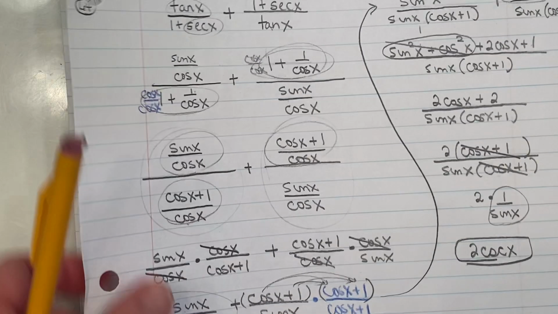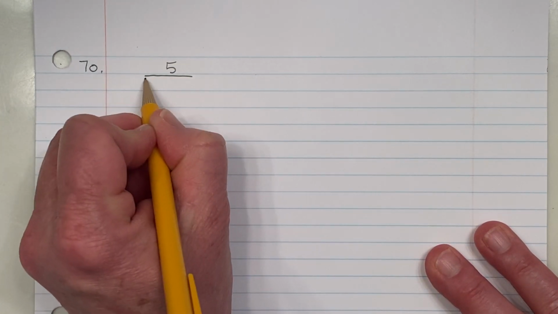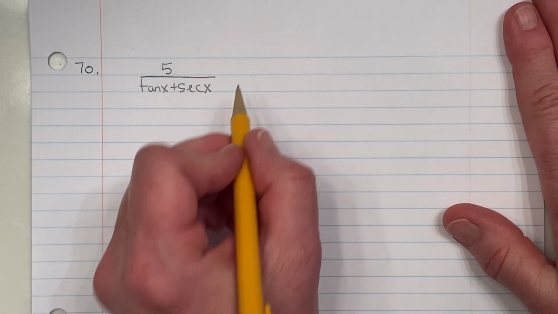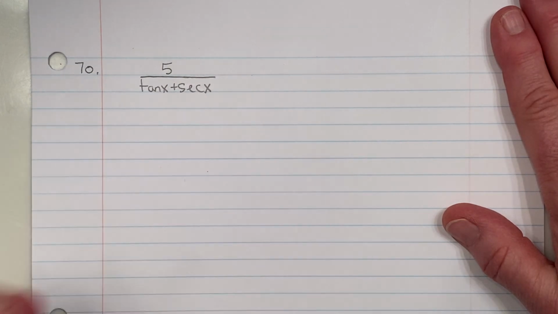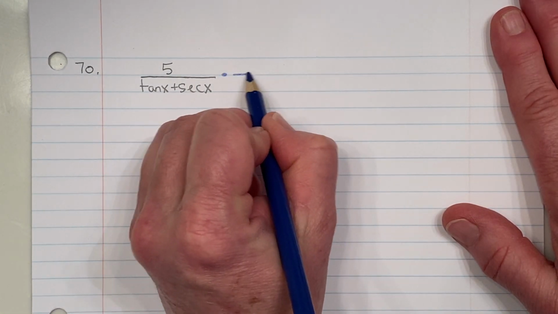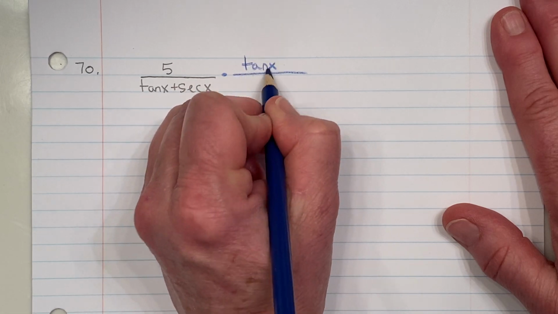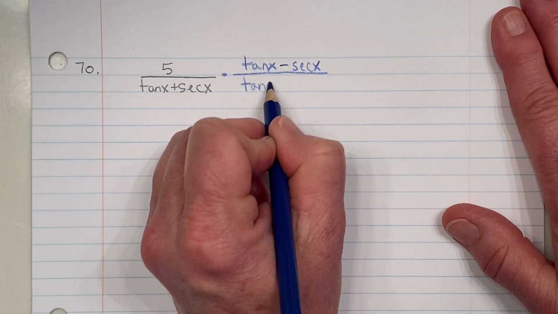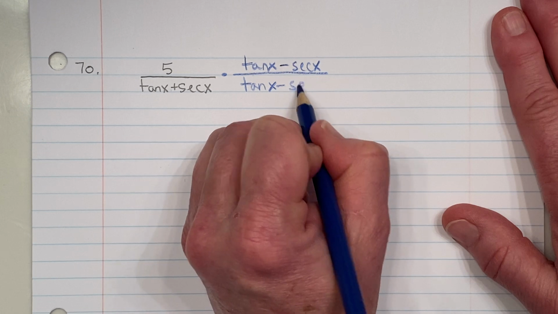Let's try another one. I go to problem 70. This is what 70 looks like. So our objective, no fractions as an answer. For this kind of problem where you're not adding or subtracting, I said you might want to multiply by the conjugate. So this conjugate is tangent x minus secant x.